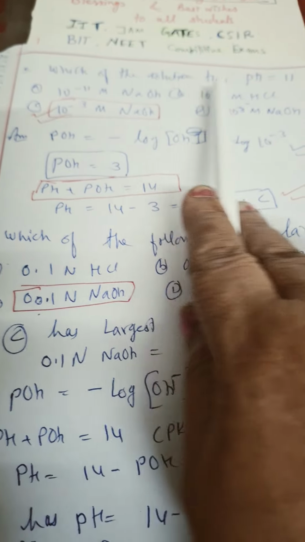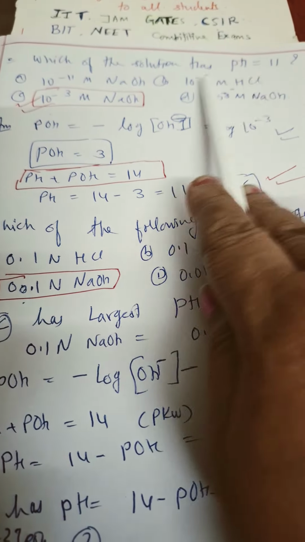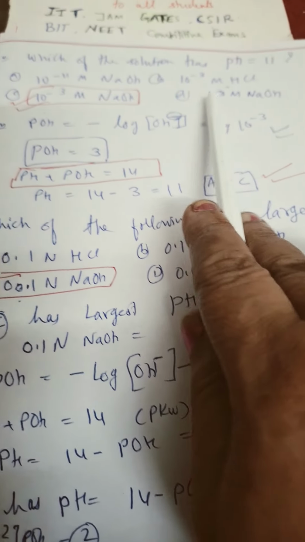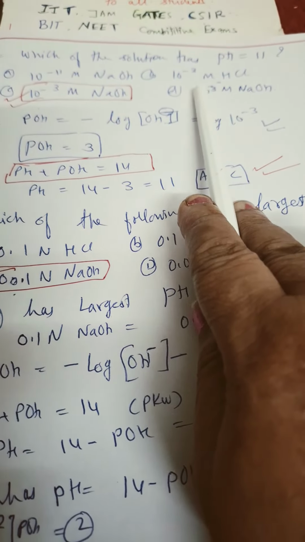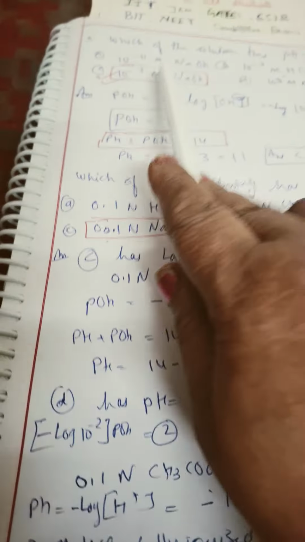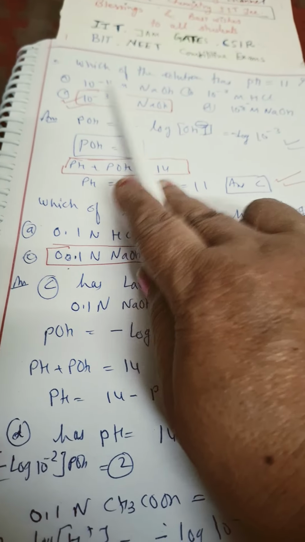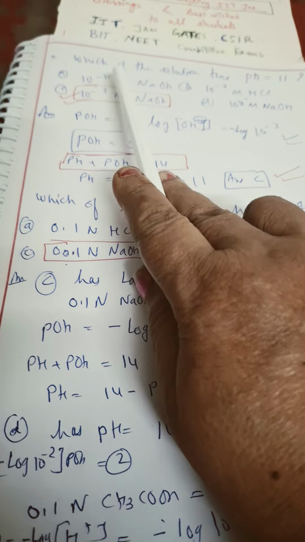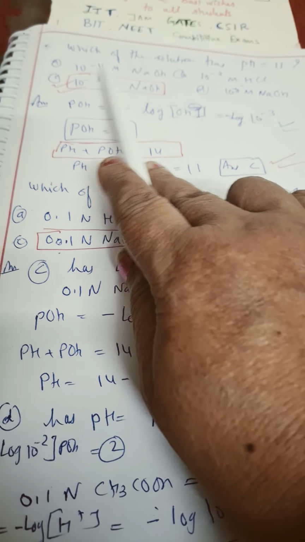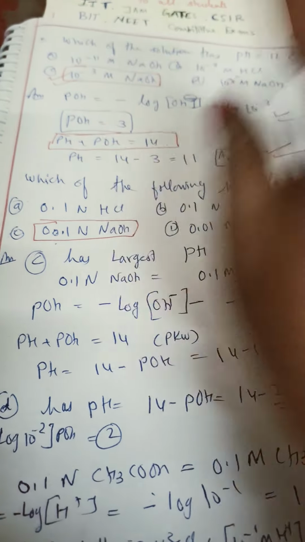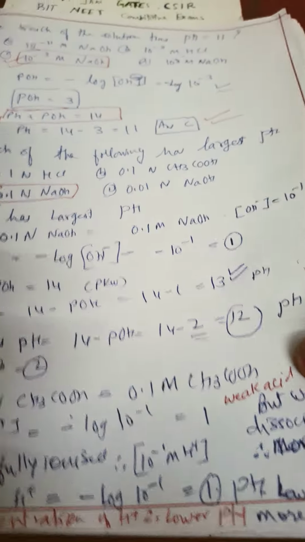Why not 11? Why not 3? This is an acid, so it will never have pH equal to 11. So it is out. Now this 10 to the power 3 M NaOH is also out. This one is also out, because if it is 10 to the power minus 11 M NaOH, then pOH will be 11, so pH will be 3. So it will be an acidic solution, not basic. I will tell you here why.